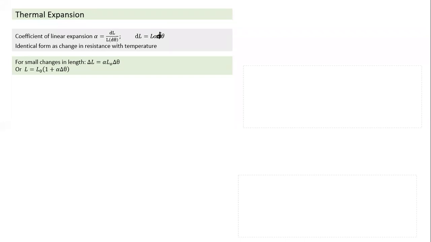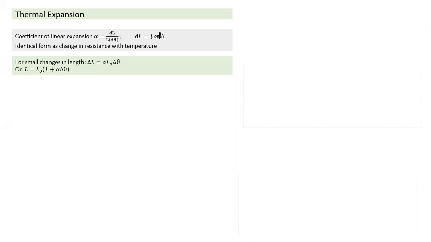How can I treat this L to be constant? If, as the temperature changes, the length of the object does not change significantly, and we assume the final length to be almost the same as the initial length, then only can I treat L as constant. So only when the change in length is small, I can treat the final length as the original length and write this expression. For small changes in length, the change in length is equal to alpha into L naught delta theta, not d theta.